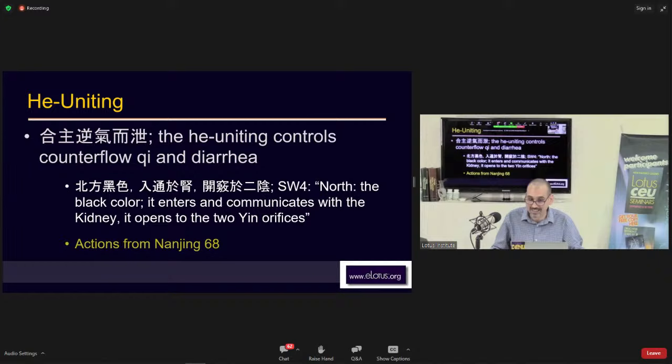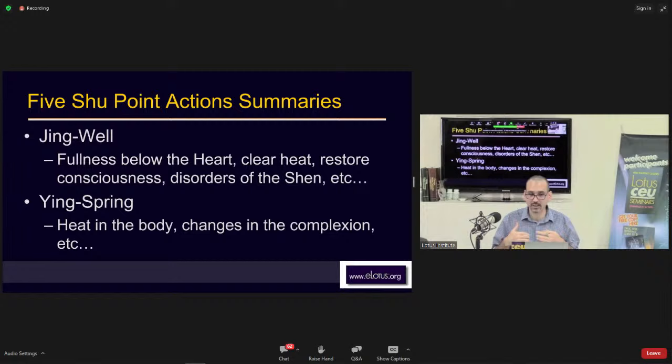So here, this is a quote from Suwen chapter 4. It says, in the north, the black color, it enters and communicates with the kidney and opens in the two yin orifices, which is the urethra and the anus, right? So when the kidney can't hold, then we can have leaking down of urine, stool, etc. Okay, so those are some of the points from Nanjing 68. Now, like I said, we don't necessarily have time to go through every classical chapter that talks about the functions. So we're just going to go and summarize.